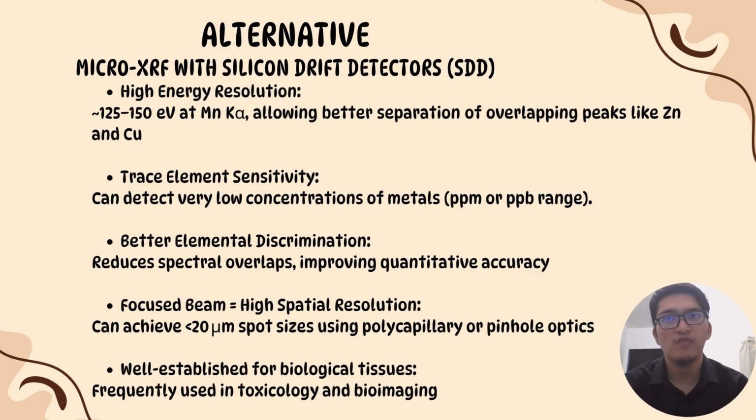Next, it has better elemental discrimination. It reduces spectral overlaps, improving quantitative accuracy. Next, it has a focused beam, which means it has high spatial resolution. It can achieve below 20 micrometer spot size using polycapillary or pinhole optics. And lastly, it is well established for biological tissues and it is frequently used in toxicology and bioimaging.